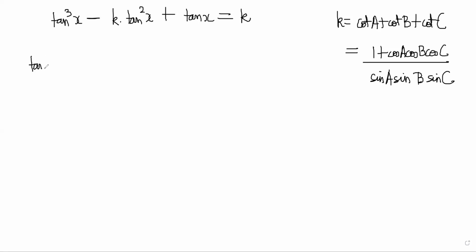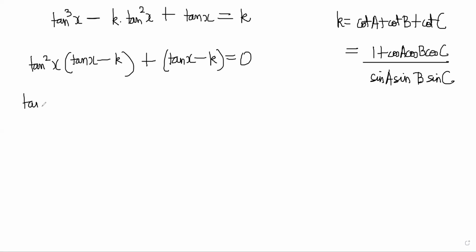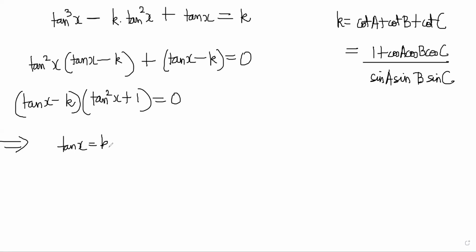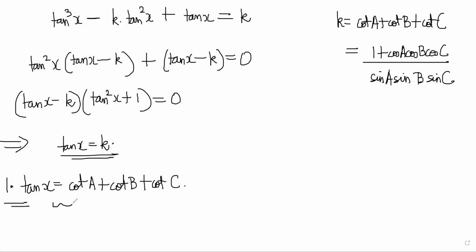Here we can take tan square x common, and it is tan x minus k, plus bring the k on one side, and it is tan x minus k equal to 0. So we have basically factorized the whole thing: tan x minus k times tan square x plus 1 equal to 0, which implies that tan x is equal to k. And tan x equal to k means tan x must be equal to cot A plus cot B plus cot C. Right? This is the first identity that we were asked to prove. So we have already proved that tan x is equal to cot A plus cot B plus cot C.